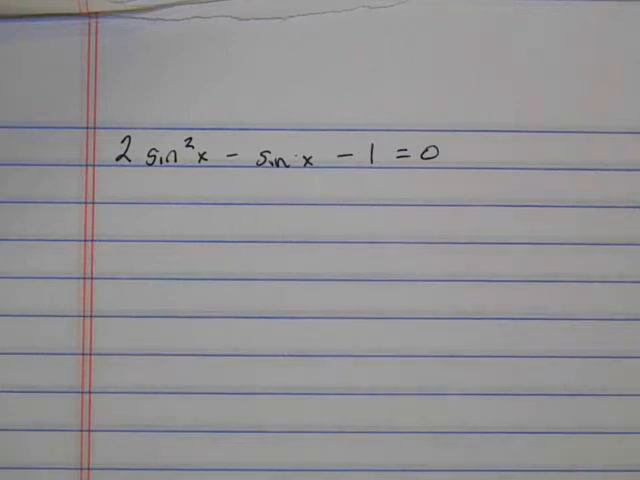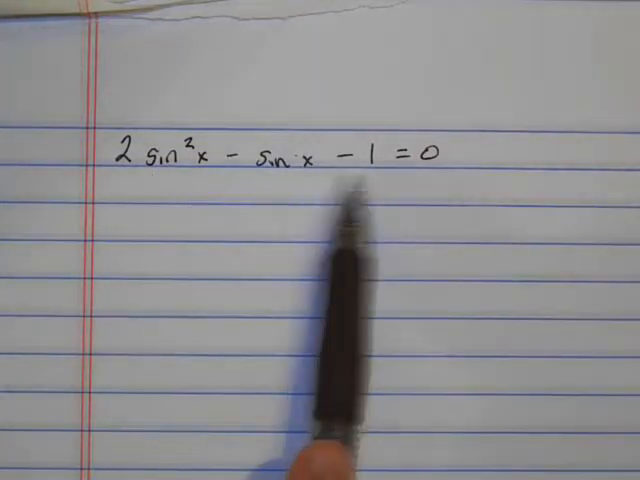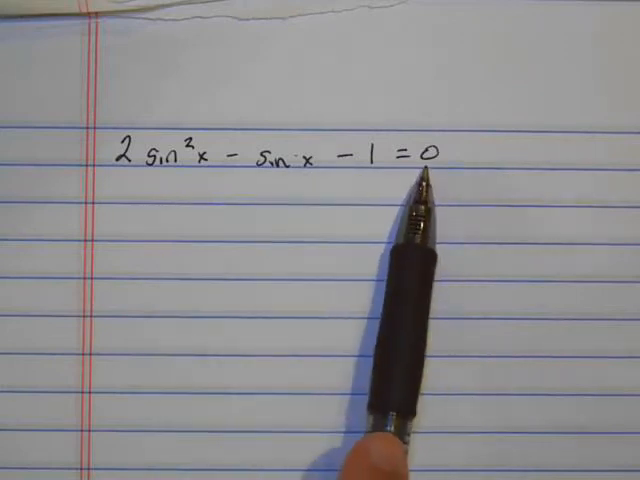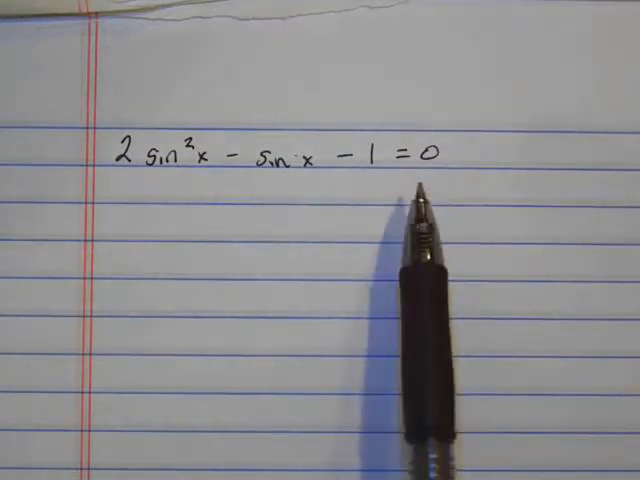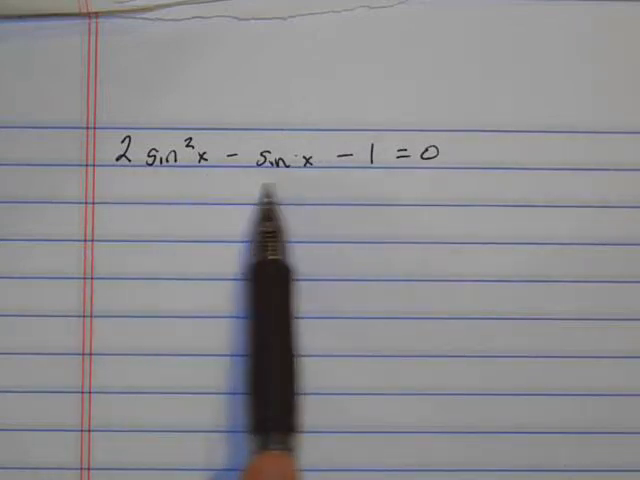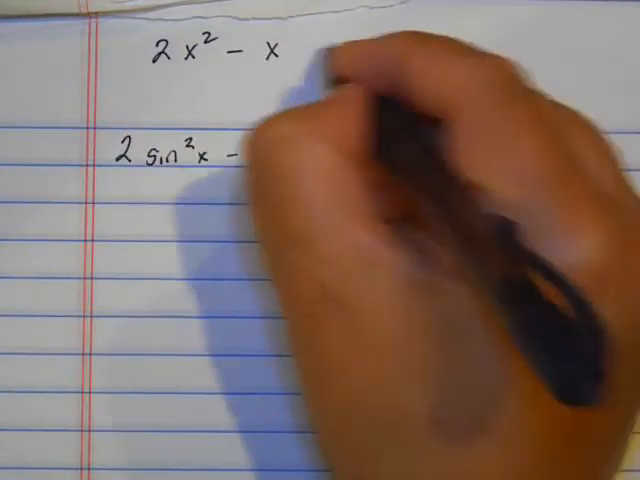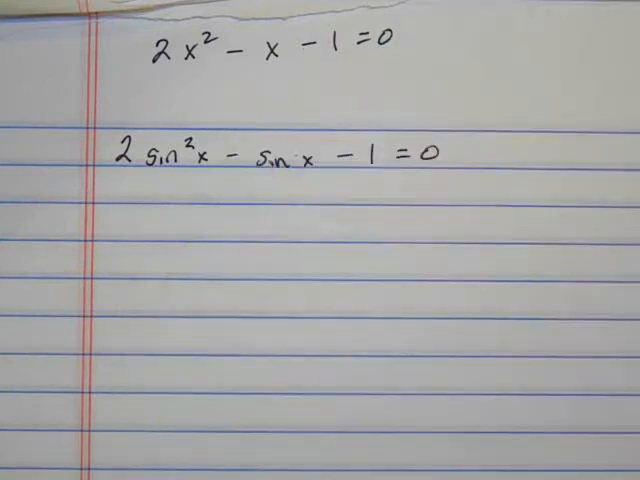Let's look at this one and see if we can solve for x. One thing I notice I like about this is that I have sines and a number. That's good. It's already set equal to 0. So let's think about how we would solve a problem like that, where we have a sine squared and a sine and a number. It's kind of like if I would have something like 2x squared minus x minus 1 equals 0. How would you solve a problem like that?